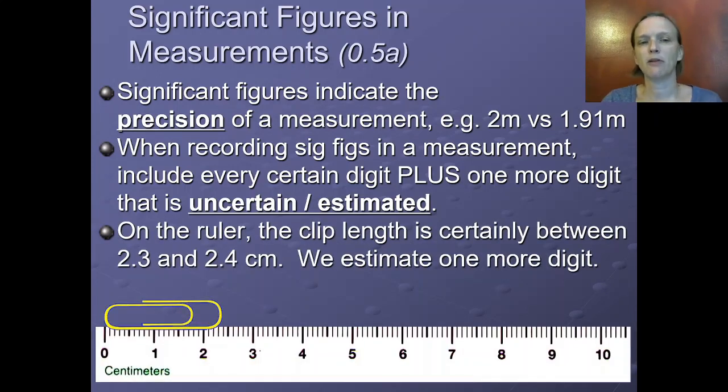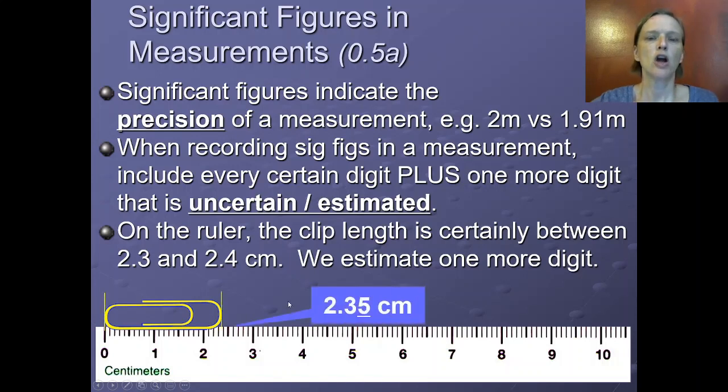To give an example of how this looks, on this ruler, the clip length is definitely between 2.3 and 2.4 centimeters. I'll add in the dotted line there. We need to estimate one more digit. So if I think that paper clip is about halfway between the 2.3 and the 2.4 mark, we say that it's 2.35 centimeters long. Now that last digit is uncertain. I think it's 2.35, but you might think it's 2.34 and someone else might think it's 2.36. That's okay. That last digit is uncertain.